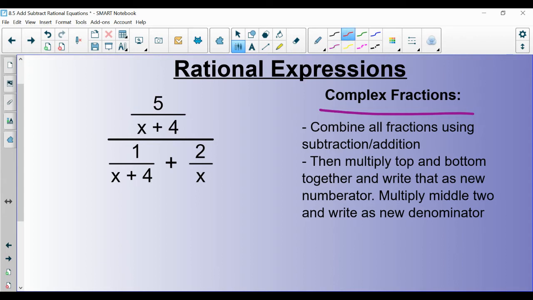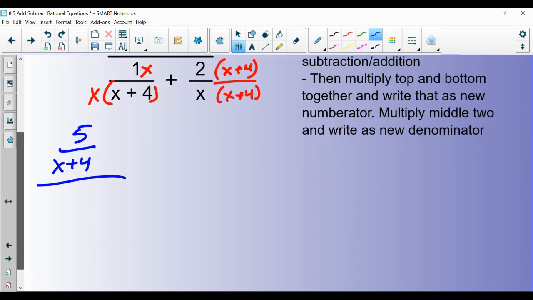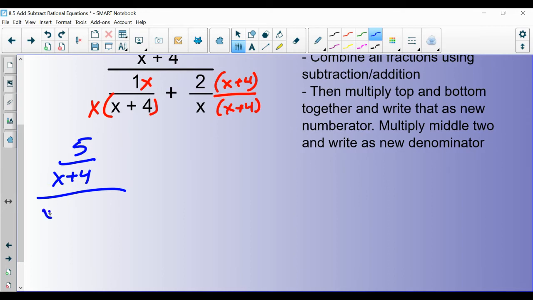So our denominators don't match. This one, in order to match, would need an x plus 4 over x plus 4. And this one would need an x over x, so an x in the numerator and an x in the denominator. I'm going to rewrite this whole statement to say 5 over x plus 4 is being divided by, on the left part, x over x plus 4, and that's being added to, I'm going to go ahead and distribute this 2 in because I want to be able to add this x to it. So that would be 2x plus 8 over x plus 4.